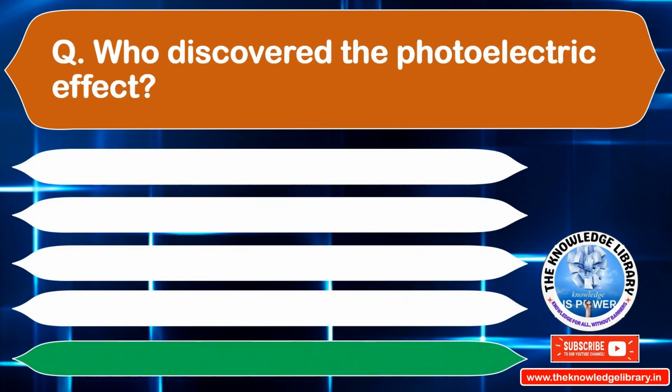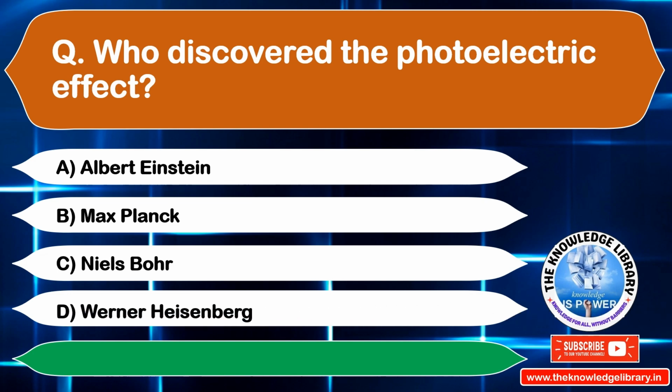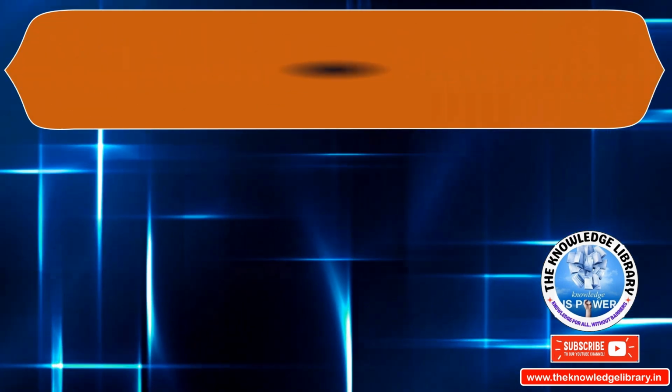Who discovered the photoelectric effect? Option A, Albert Einstein. Option B, Max Planck. Option C, Niels Bohr. Option D, Werner Heisenberg. The correct answer is option A, Albert Einstein. Move to the next question.